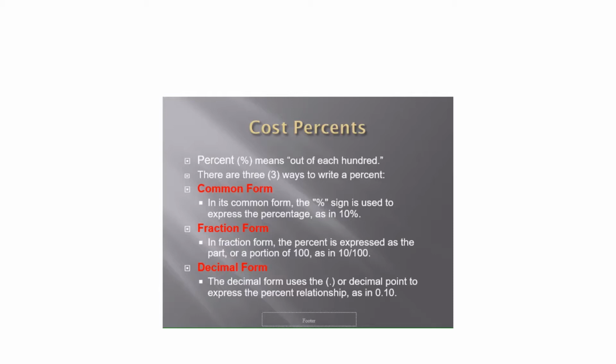So we're going to talk a little bit more about percentages. Percentage means out of 100. And there's three different ways to write a percentage. There's common form, and that's denoted by using the percent sign, and common form looks like this. So if we were saying 10%, it would look like 10 with a percent sign, 10%.